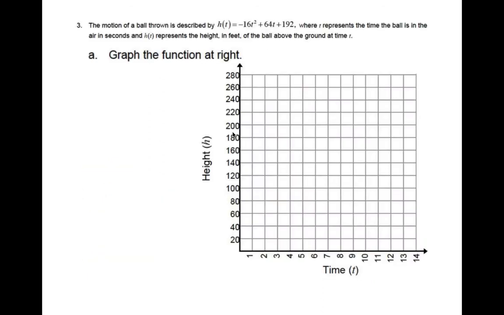All right, number 3 says the motion of a ball thrown is described by that equation where t represents the time the ball is in the air in seconds, and h of t represents the height in feet of the ball above the ground at time t. We're supposed to graph the function at right.